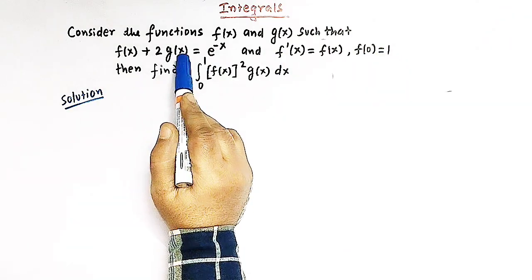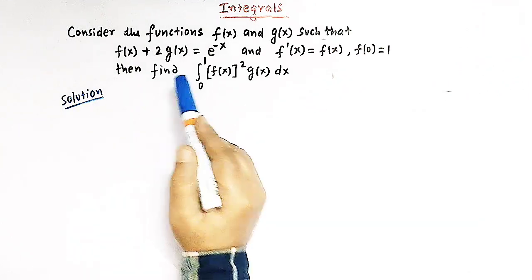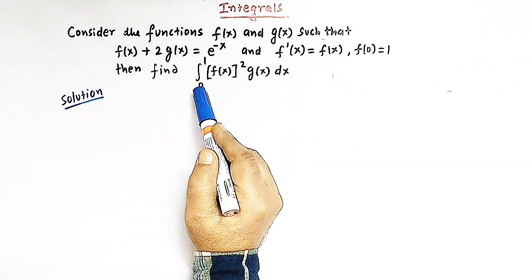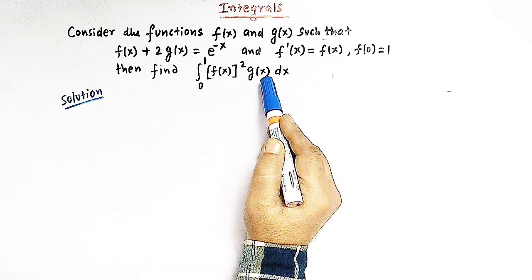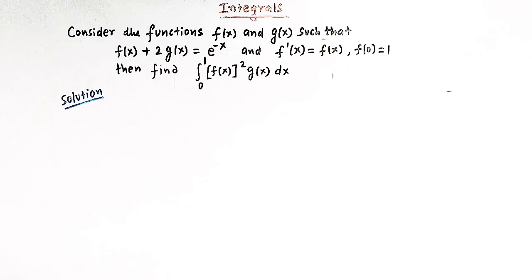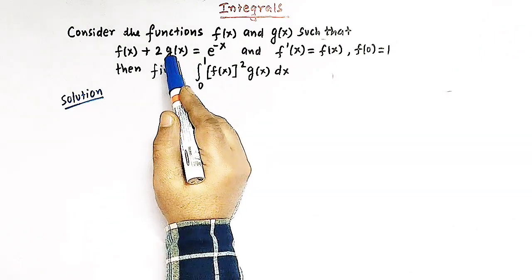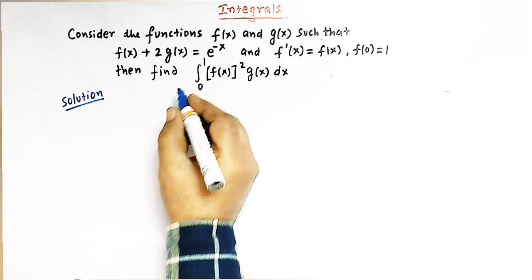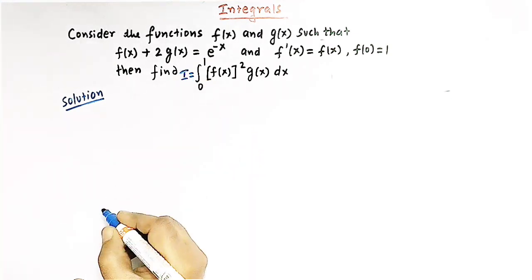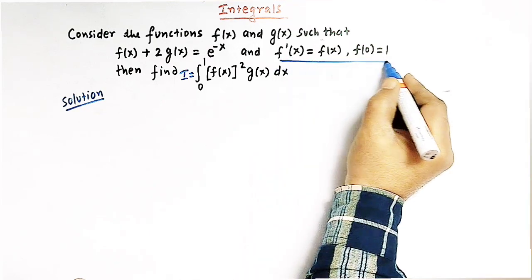So here we are given these three conditions, and we have to find the value of this integral, 0 to 1 square of f of x times g of x dx. Let us see how we can find the value of this definite integral using these three conditions. Let us take this integral as I, and we'll start with these two conditions.